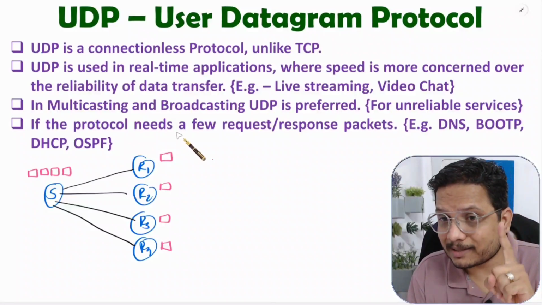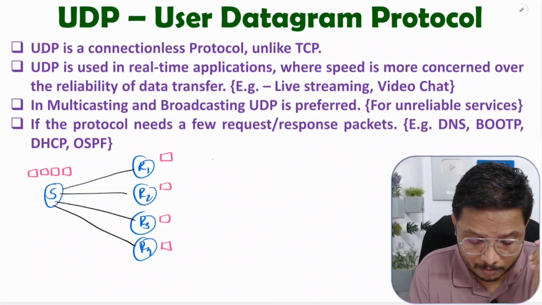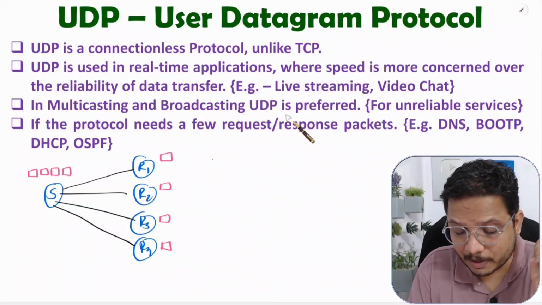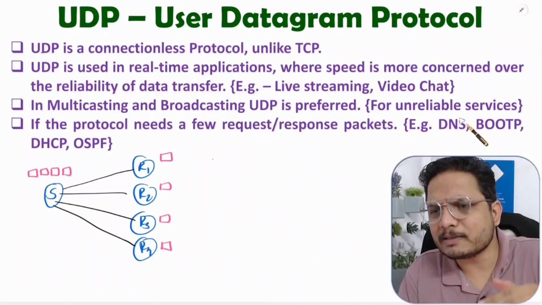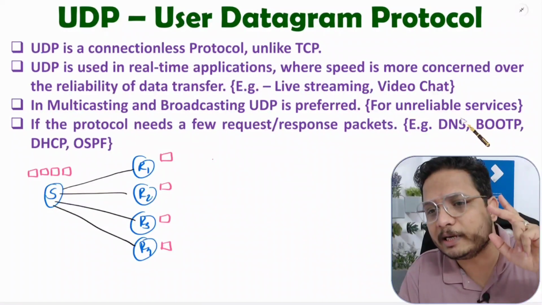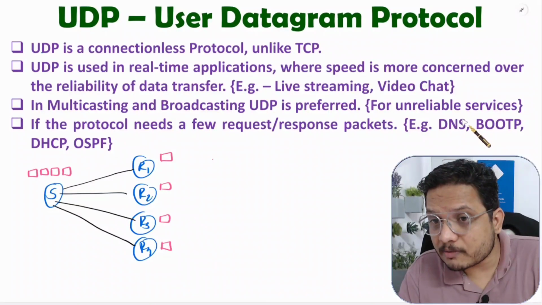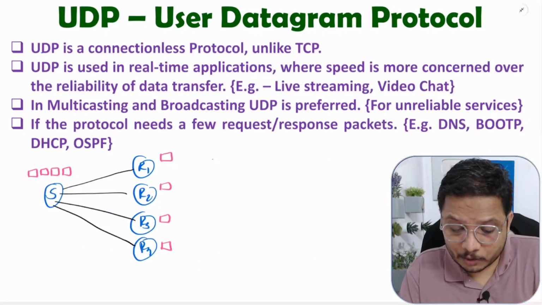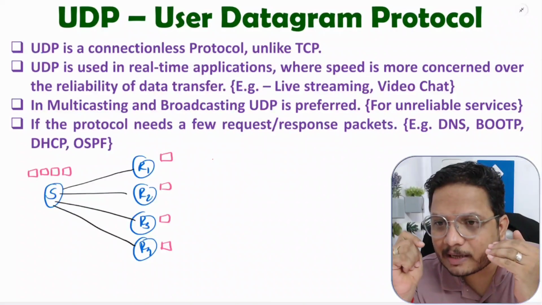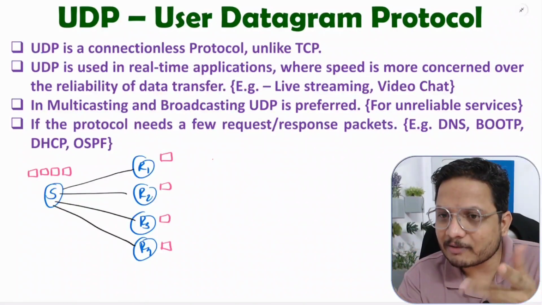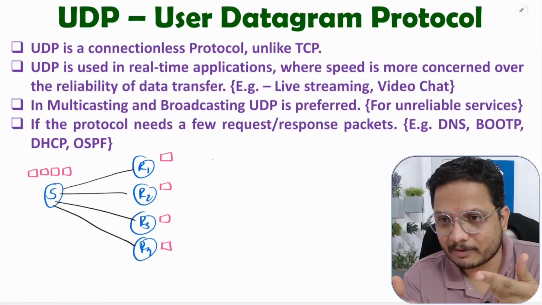As well as one more essential thing that you should know, for multicasting and broadcasting, UDP is preferred if your services are unreliable. Unreliable means if some data is missing, then also it is fine. If this kind of services are there, then UDP is preferred. So first of all, you should know why UDP should be there on a computer network and why TCP should be there on the computer network, right?